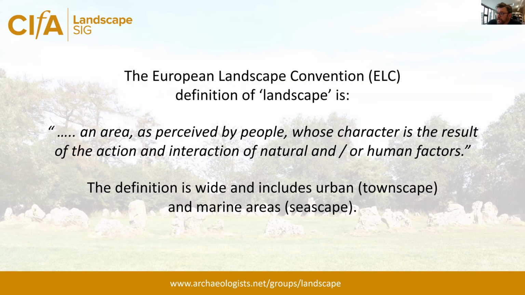That's echoed in the European Landscape Convention about landscape being an area as perceived by people whose character is a result of the action and interaction of natural and/or human factors. And if we use that definition for both rural areas, it also applies to urban, townscape, and marine seascape as well. The important message, I think, now is there's perceptions by people, and it's the interaction of natural and cultural factors.